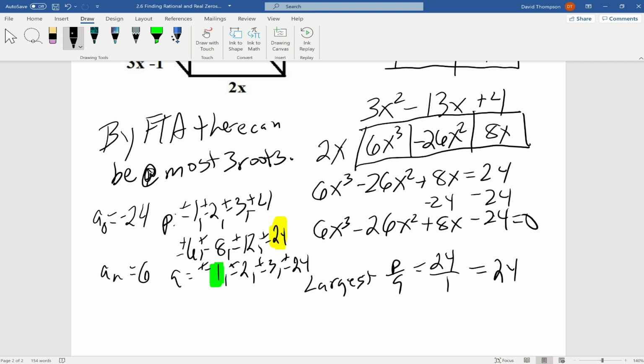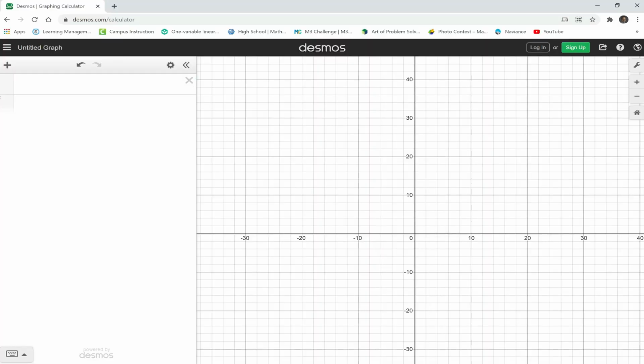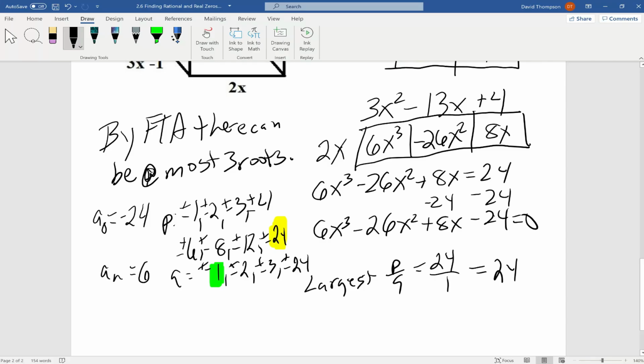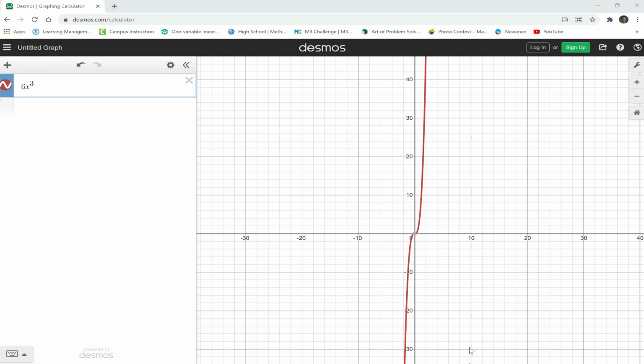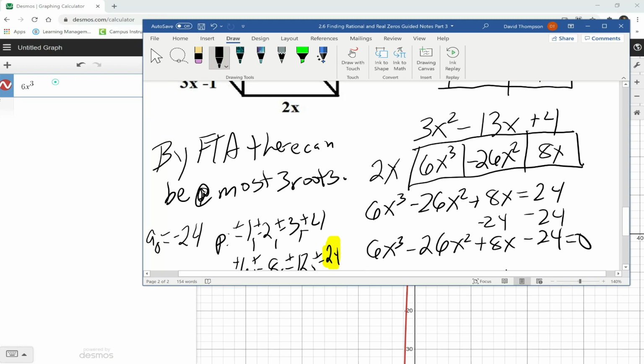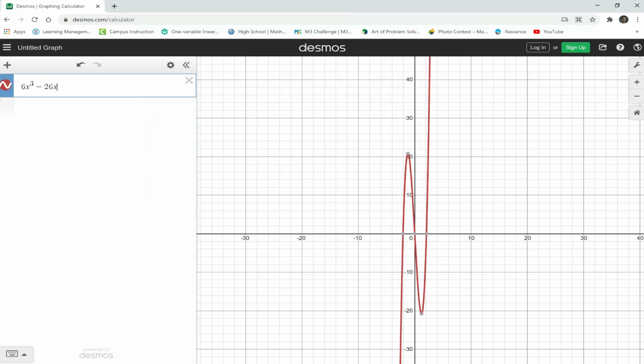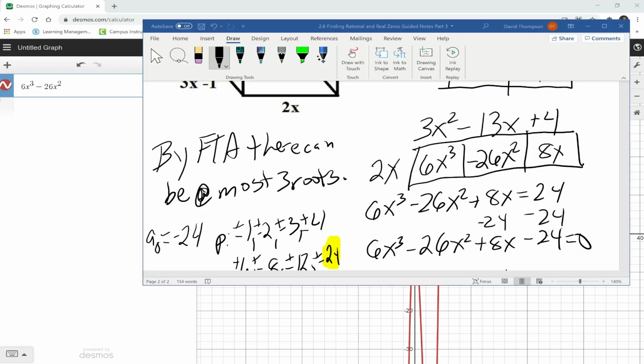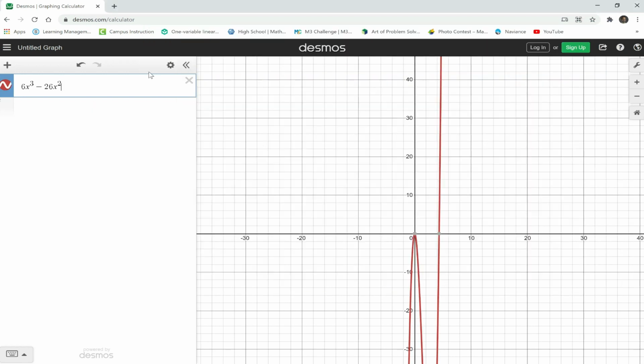Now we're going to find out what the actual roots are. So to do that, we're going to use Desmos. Let's clear out the old equation. So we'll type in 6x to the third, let's try to shrink this down, minus 26x squared, plus 8x, minus 24.